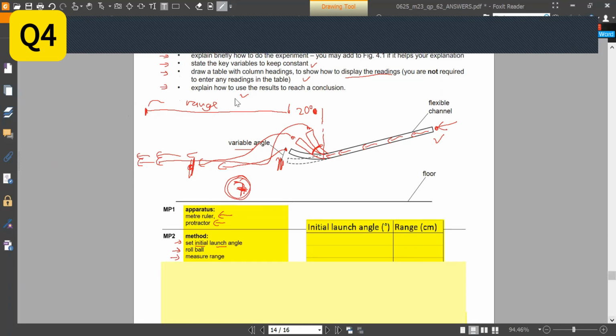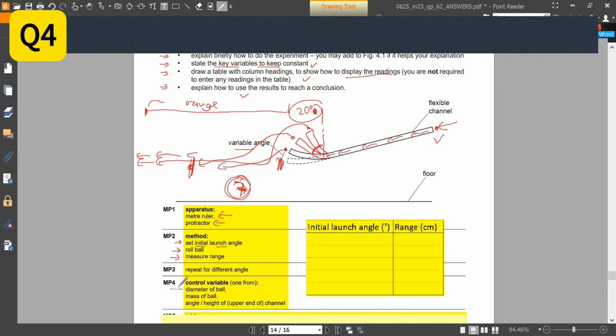Next part, state the key variables to keep constant. So we are only changing the angle. So everything else will be kept the same. Some examples of the answers that we can give: the diameter of the ball, we must be using the same ball each time, the mass of the ball, the angle or height of the upper end of the channel. So this part here should be constant.